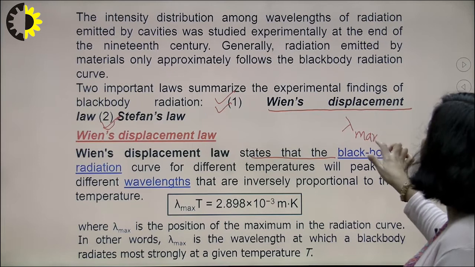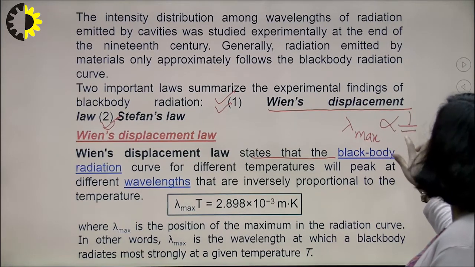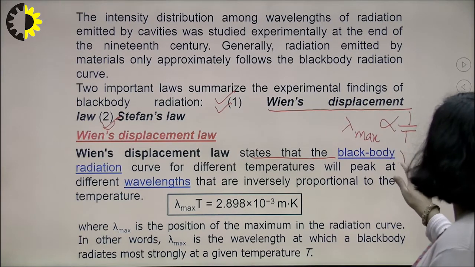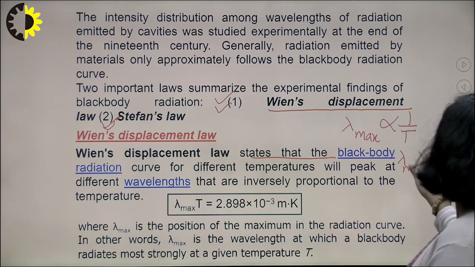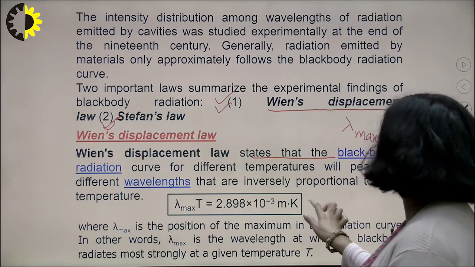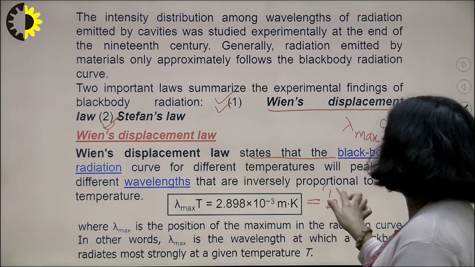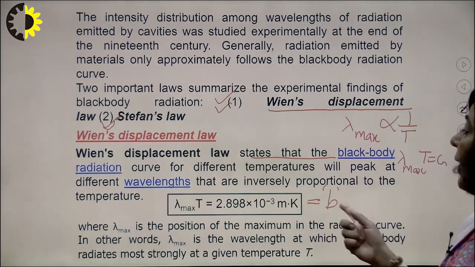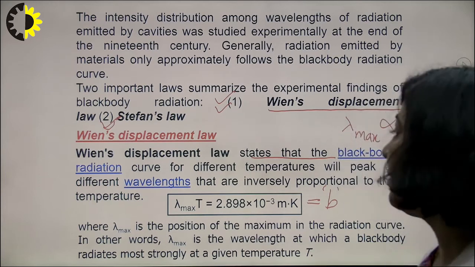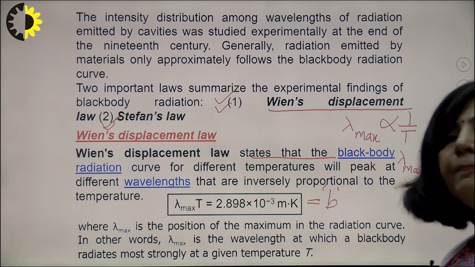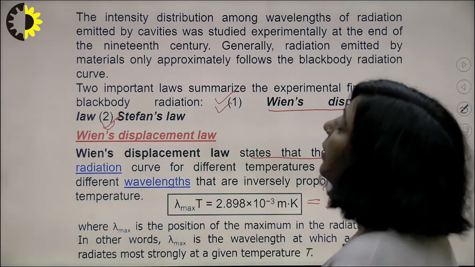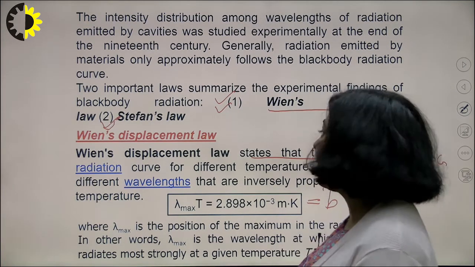So, lambda max is inversely proportional to temperature, or in other words, you can say this lambda max into T is a constant, right? And that constant is generally denoted by the small b, known as Wien's constant, and its value is 2.898 into 10 raised to power minus 3 meter Kelvin. So, this is your Wien's displacement law, and it is the outcome of your black body radiation spectrum.